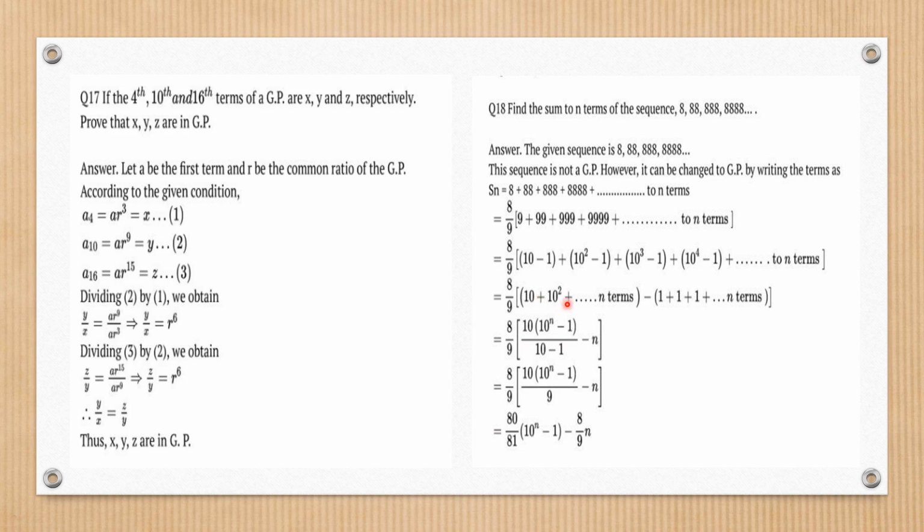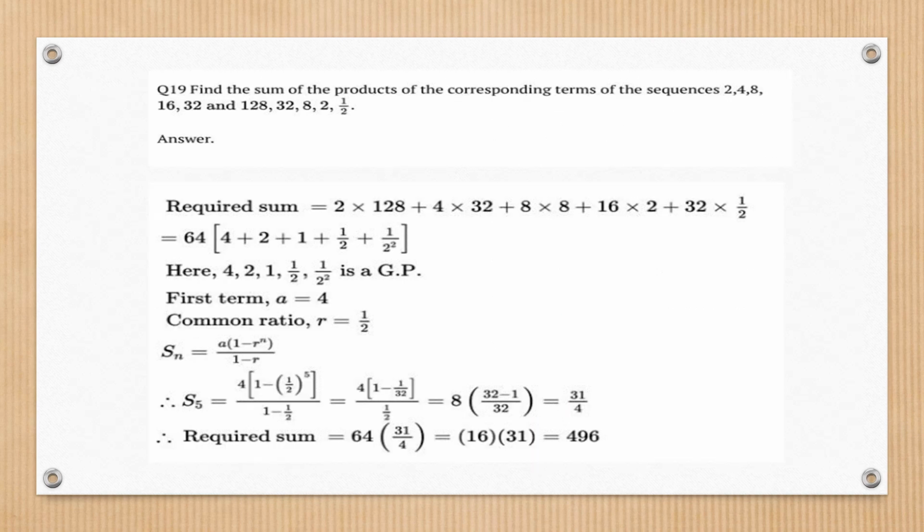And since R is greater than 1, I'll use that formula: Sn is equal to (R^n minus 1) upon (R minus 1). Okay. And 1 added n times is n. So I'll solve it: 8 by 9 into [10 times (10 raised to power n minus 1) divided by 9, minus n]. Now open it. It will become 80 upon 81 into (10 raised to power n minus 1), minus 8 by 9 n. Okay. So this much is sufficient. Number 19.